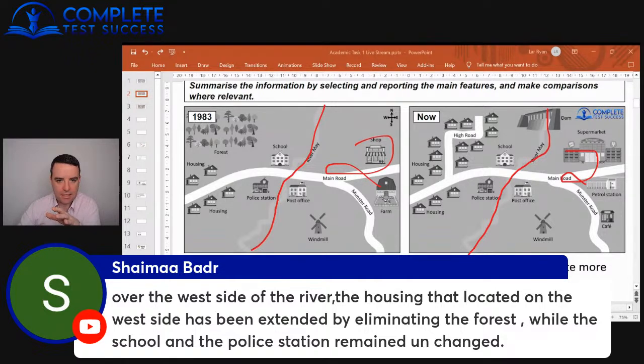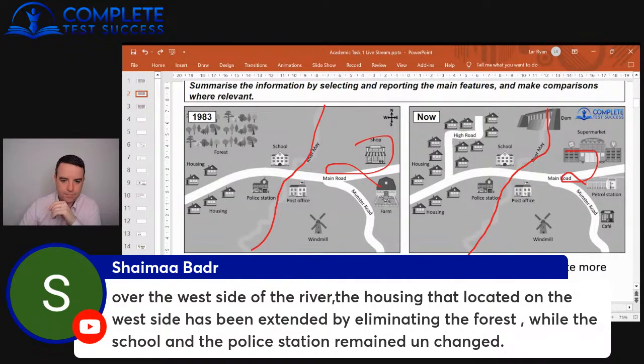And there's also a road. I can't see what it's called. High Road has been built there as well. So I would make sure that you're including all of that stuff. Also, there's a bit more going on in the east side of the map.